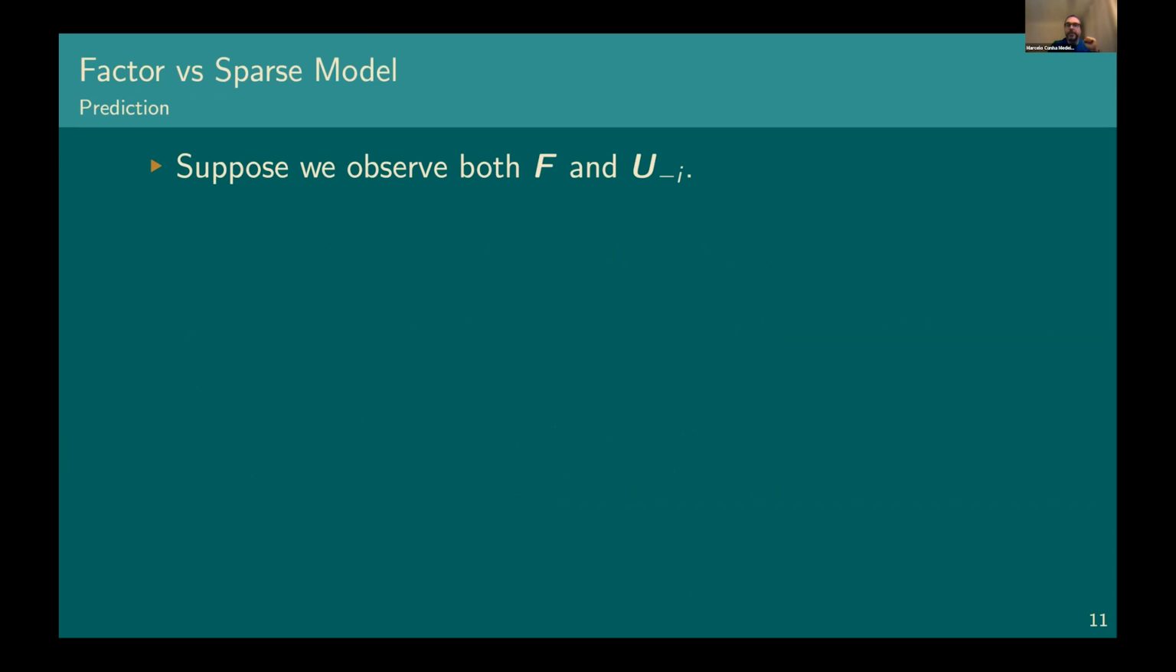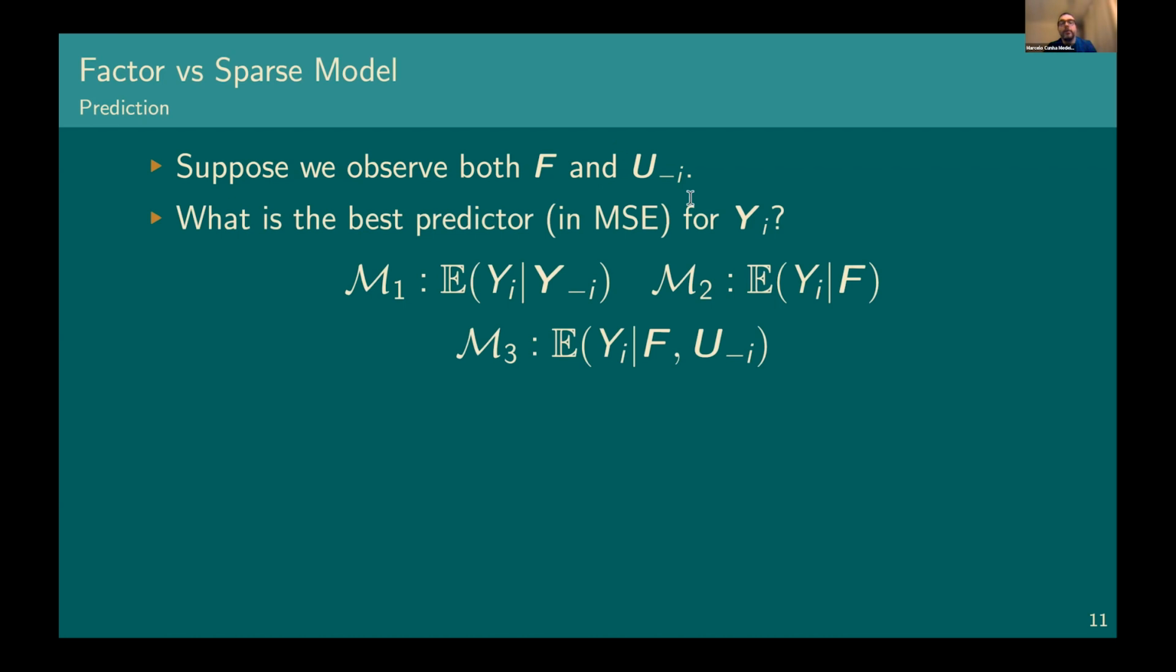So let's take the example of prediction, and let's assume that we are in a very fairy tale world where we can observe f. So we know the factors. Also, in this fairy tale world, we can observe all the idiosyncratic components, with respect to the unit size. That's a very idealistic world, but let's assume for now that it's true. Our goal is to predict yi, the ith variable, based on the information set that we have.